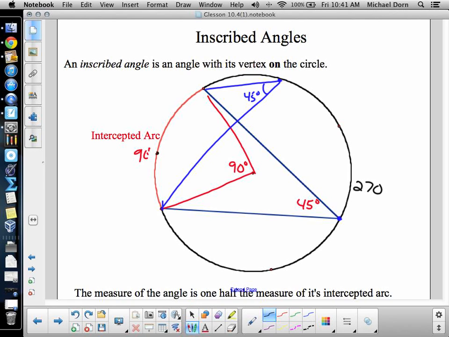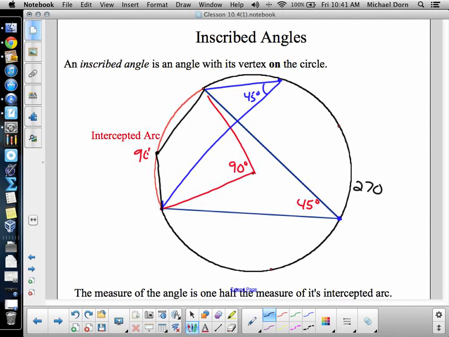So if I put my vertex here, now I have the opposite arc of my circle intercepted, don't I? What's half of 270? 135. They're like little puzzles. We just got to figure them out.